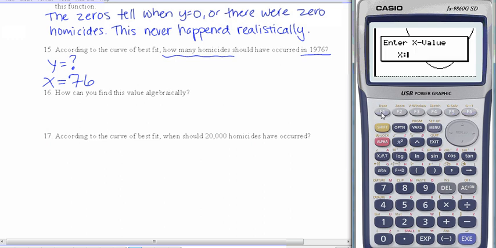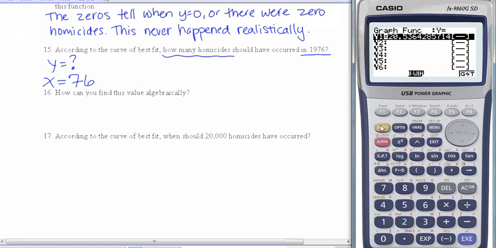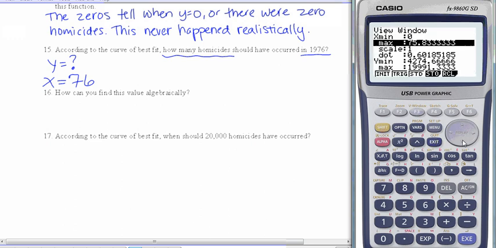It says Y calculate, so it's asking me what is X. X is 76, and oops, it says argument error. How come? Again, this is because if I go back, my view window is not going to be big enough. So I need to exit, go to the view window, shift view window. My X max only went up to 75.